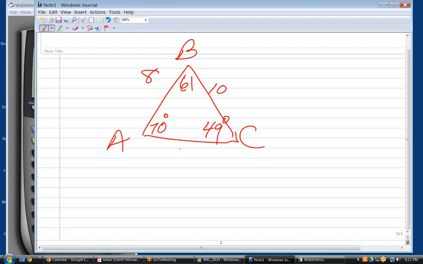Okay. So now the only side we're missing is side B. How do we get side B? You want to set up an equation using the law of sine. Okay. Sine of 61 divided by B, because we don't know what that is yet, equals what? B equals sine of 10?